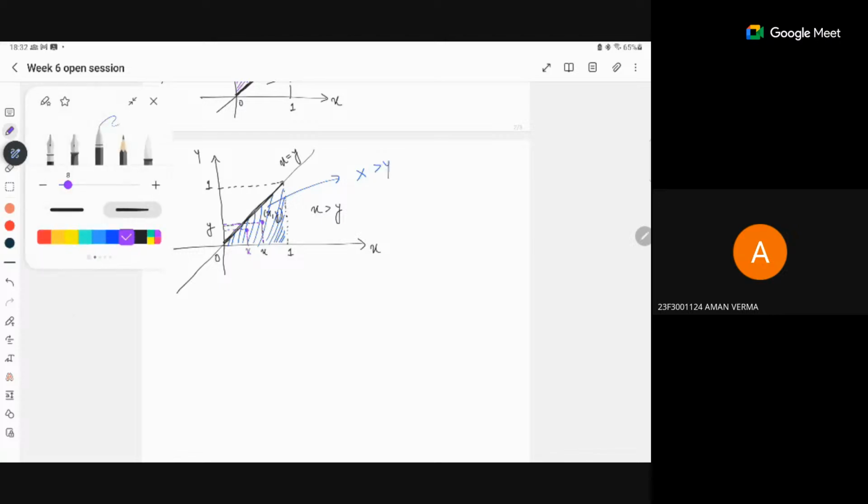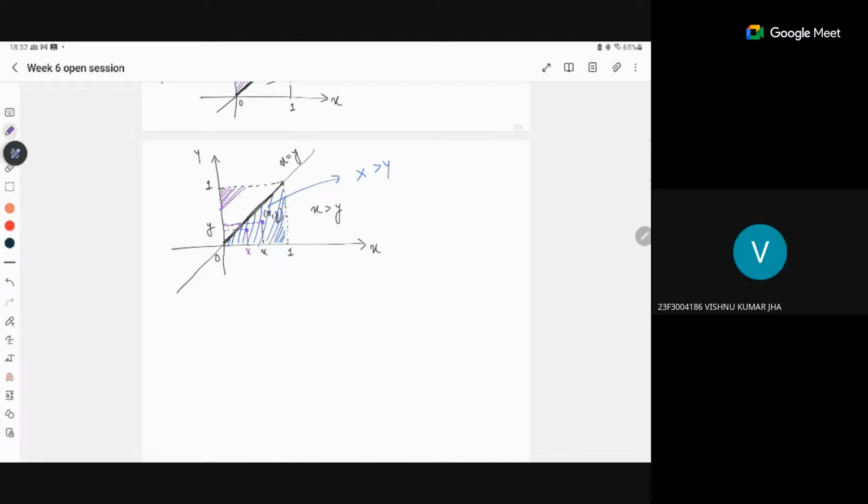Whereas this region, here x greater than y lies below the line, right? And y greater than x is above the line. If you have any confusion, pick some point and see what is happening. Then it will be more clear. Put some point, then we can tell whether the area lies below the line or above the line.